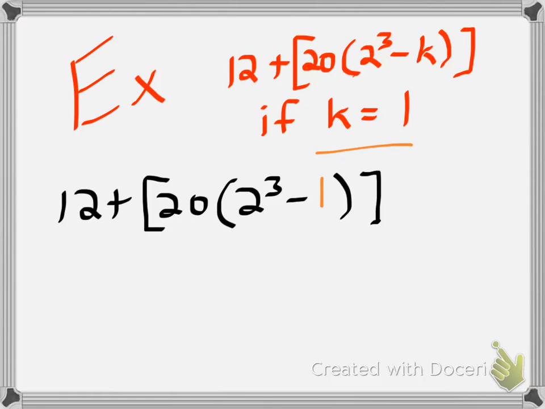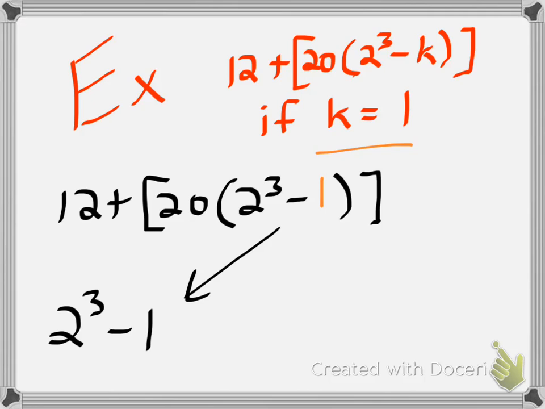Now, parentheses first. So we have two sets of groupings. We have these brackets, and we also have these parentheses. So what you do is you look at the outermost ones, and then you look at the innermost ones. And we're going to start here with the innermost parentheses. So let's do that. I'm going to take this over here. We have 2 cubed minus 1.